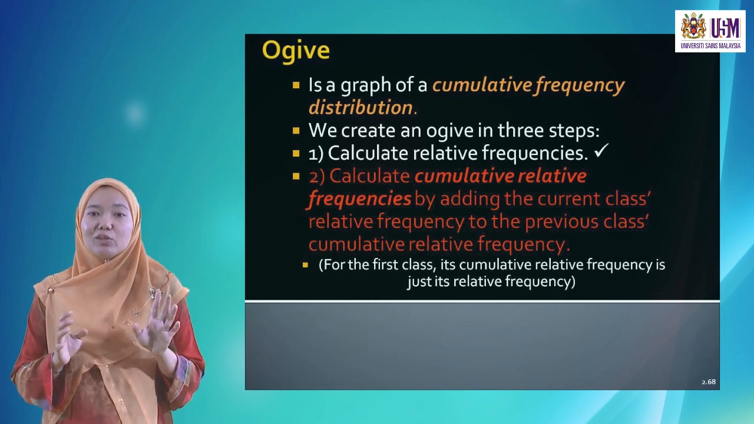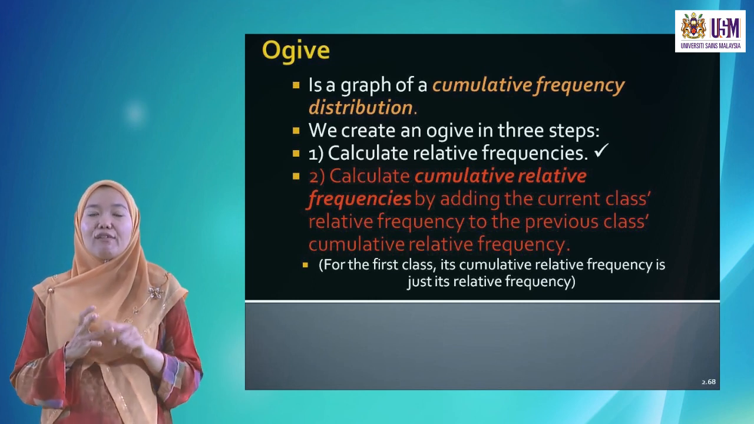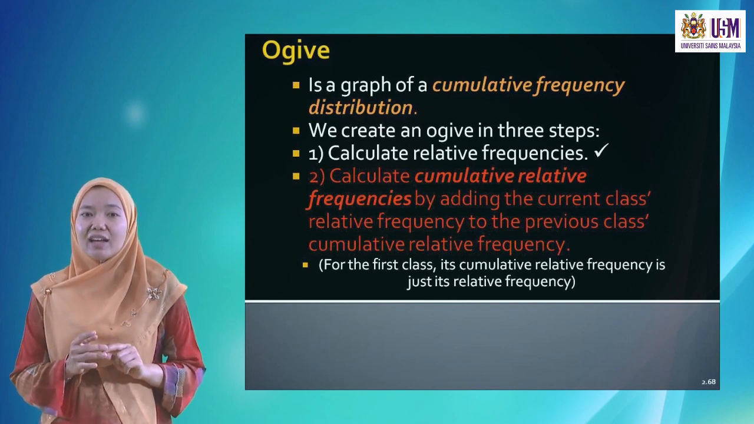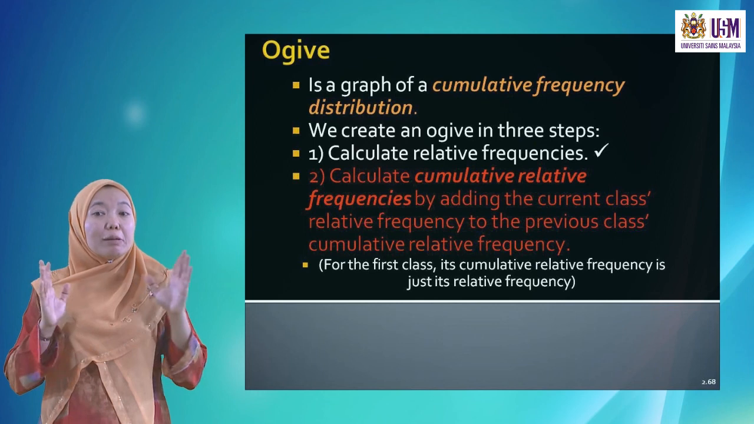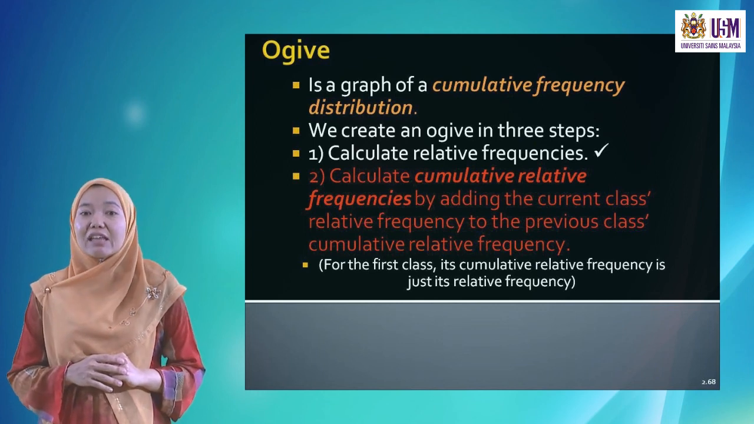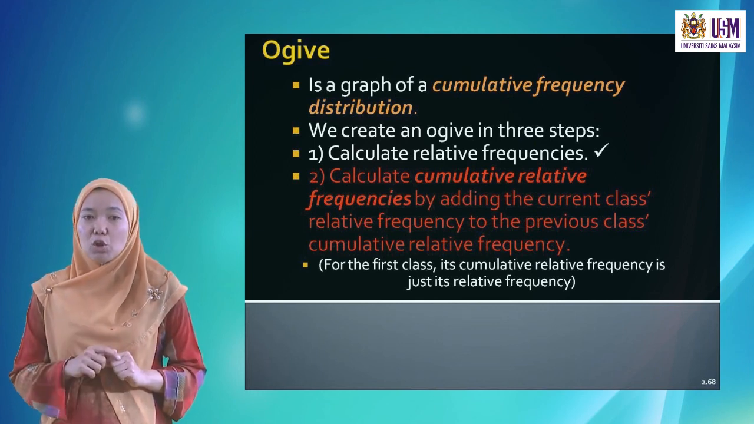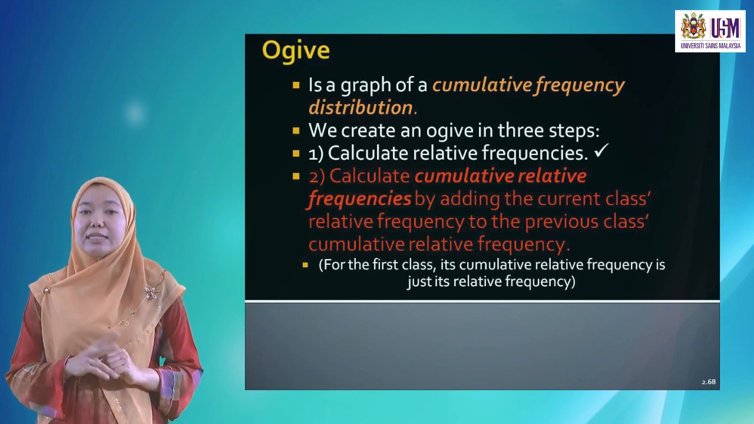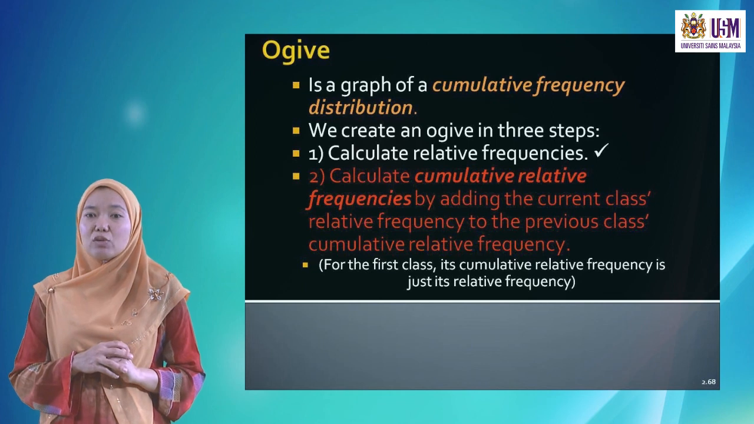Just bear in mind, you have all this cumulative relative frequency. How do you calculate this? You need to add the current class relative frequency to the previous class cumulative relative frequency. And you need to take note, for the first class, its cumulative relative frequency is simply its relative frequency.